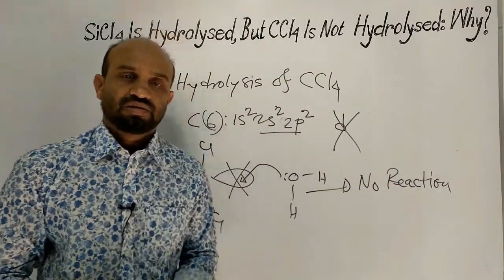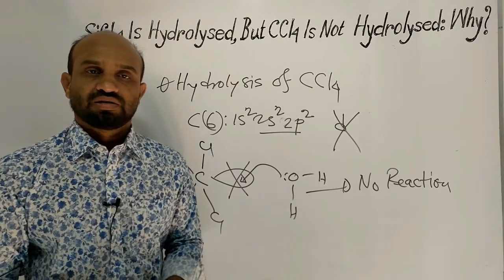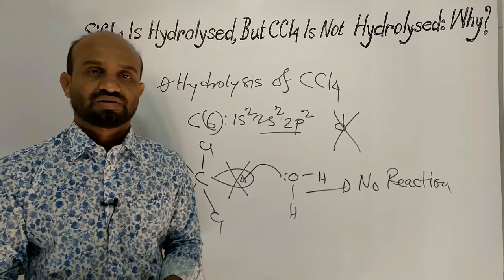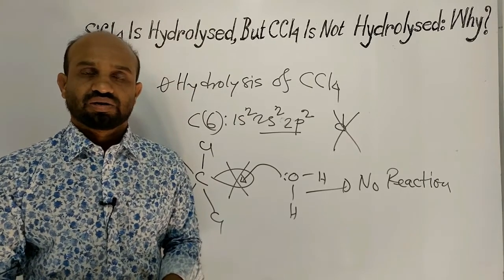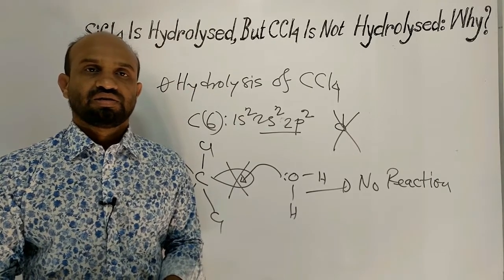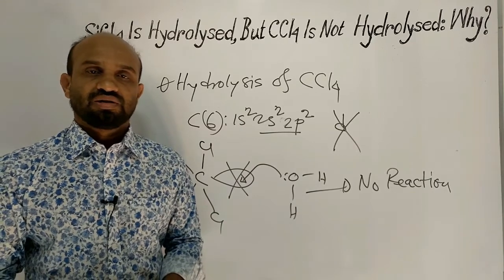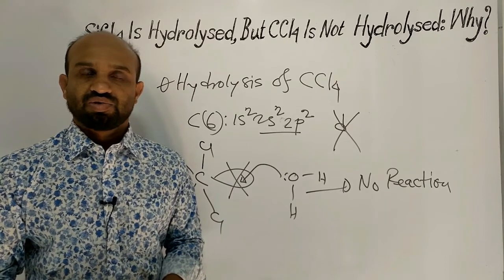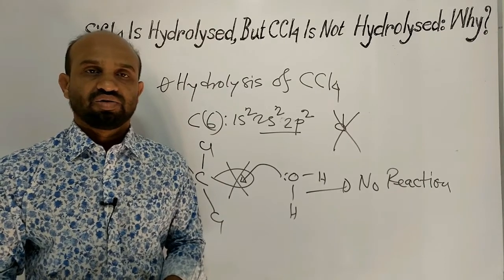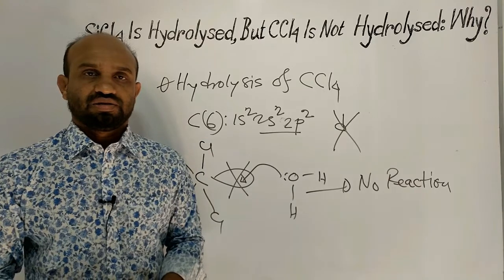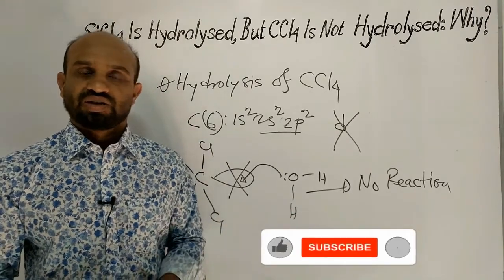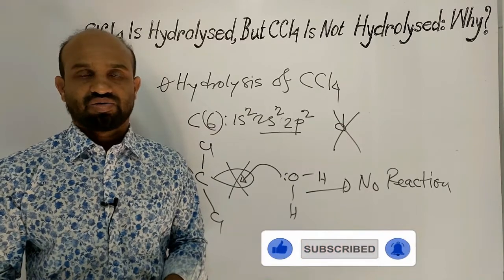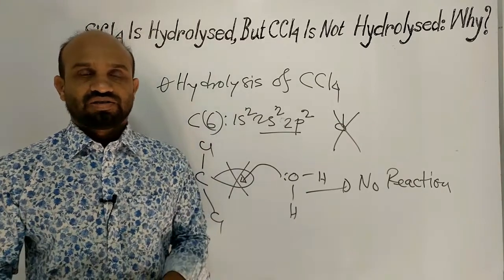That is, silicon has vacant d orbitals. Because of the presence of vacant d orbitals, silicon tetrachloride undergoes hydrolysis reaction. But in carbon tetrachloride, carbon has no vacant d orbitals. That is why carbon tetrachloride doesn't undergo hydrolysis reaction. This is all about hydrolysis of silicon tetrachloride and carbon tetrachloride. No more today. Thank you very much.